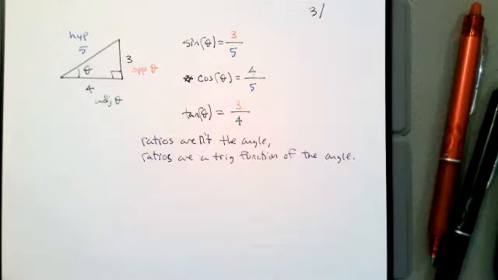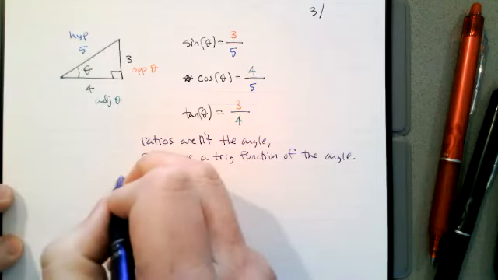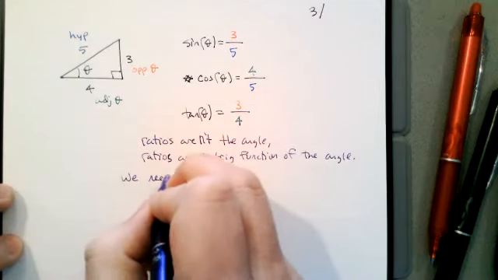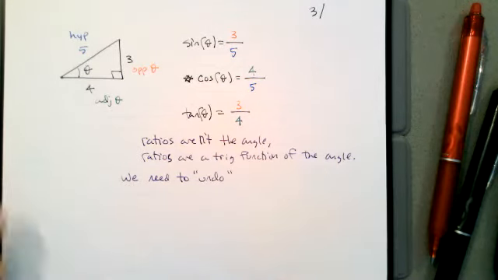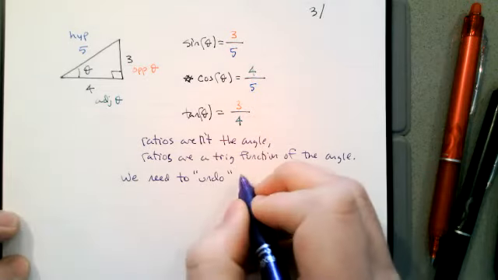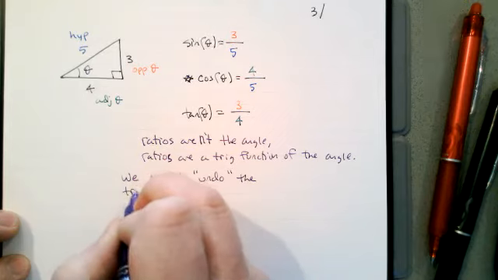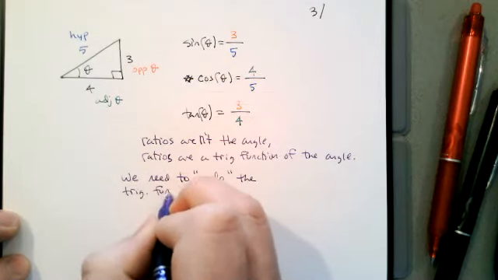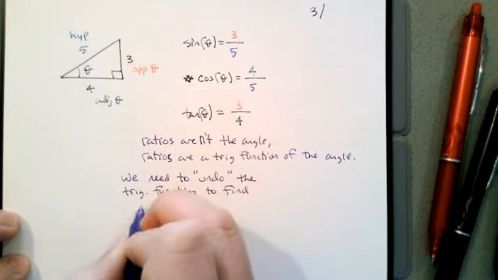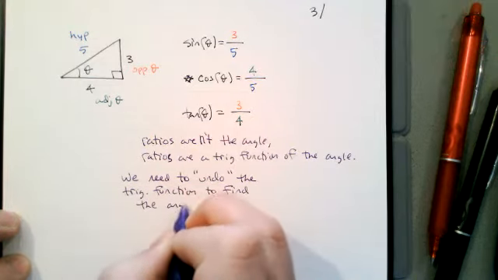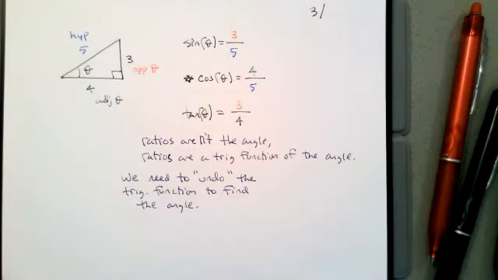We have to "undo" the trig function to figure out what the angle is. I'm going to put that in quotes because that's not a technical phrase for what we're doing. We need to undo the trig function to find the angle.